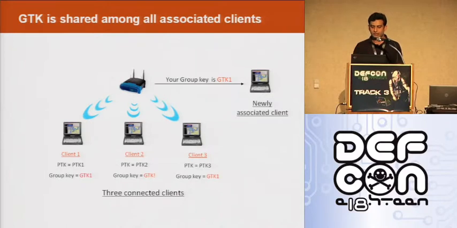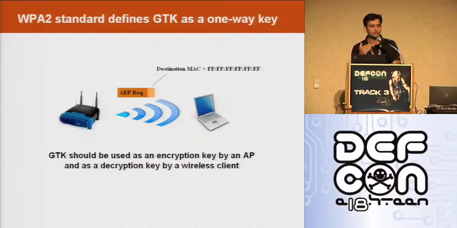Which means by design, GTK is used as a one-way key. The access point is going to use it for broadcast traffic encryption, and all client devices are going to use it as a decryption key. And that's how the software in the access point and clients is programmed.